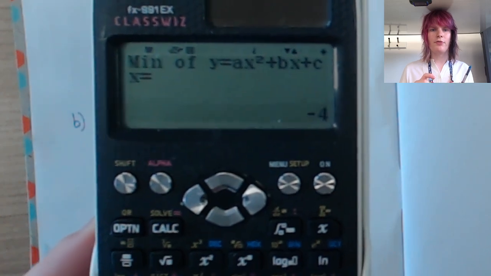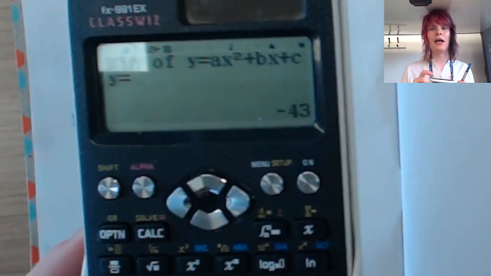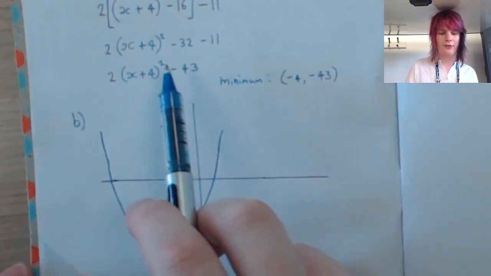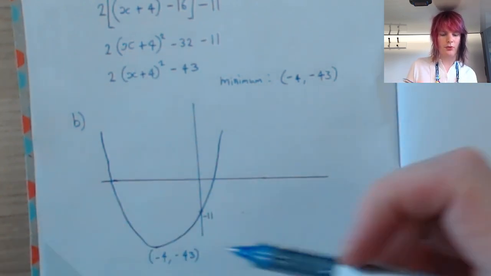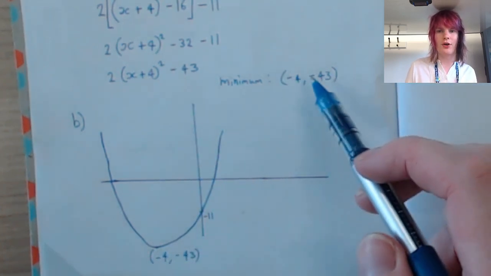It'll also confirm for us our minimum point. So we get a minimum of (-4, -43), which is what we got. Now, obviously, in the exam, we wouldn't be allowed to just use our calculator to tell us this. We would have to complete the square first. So we would need to have this information here in order to get the marks to show this minimum point.